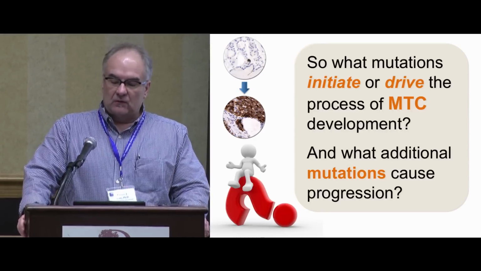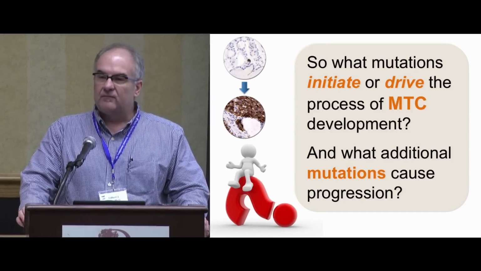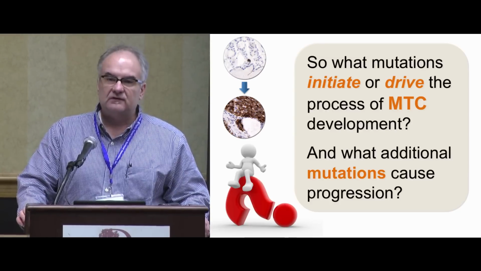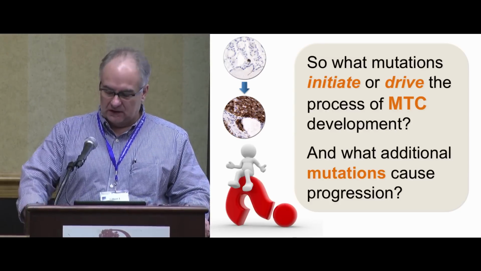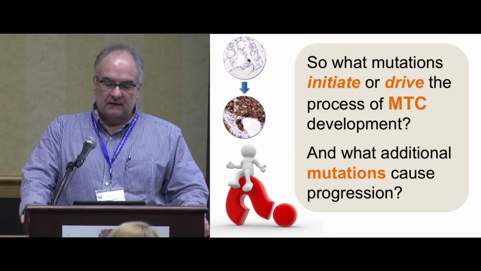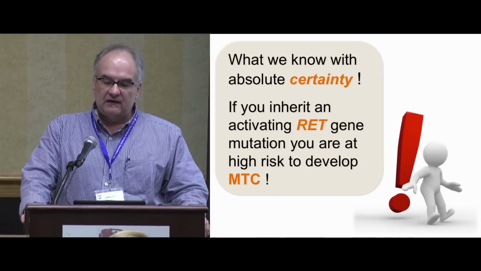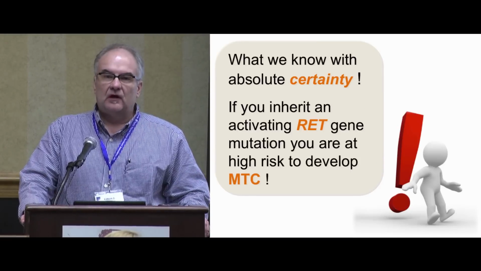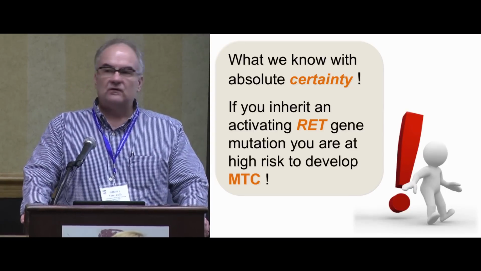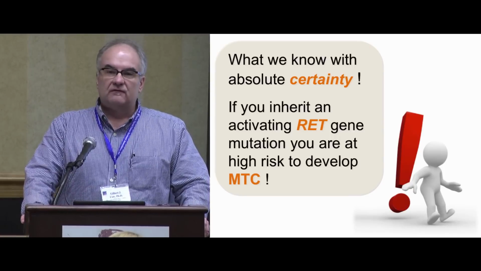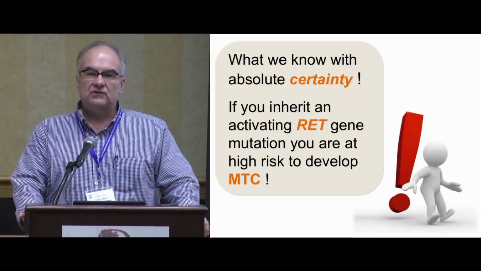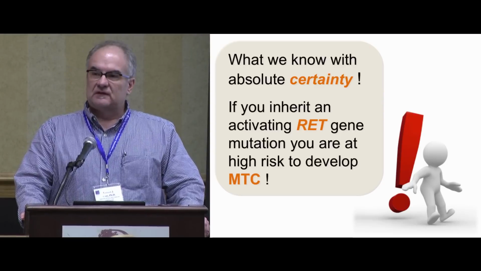So what are the mutations that initiate or drive the process of MTC? What do we know about them? And what are the additional mutations that cause this progression? I've said you need more than one mutation. What are they? What I can tell you with 100% certainty is that if you inherit an activating RET gene mutation, you are at very high risk to develop MTC. That's the only thing that I can tell you with 100% certainty. We know that if you have inherited or passed on a RET gene mutation that activates that gene, you are at high risk for MTC.